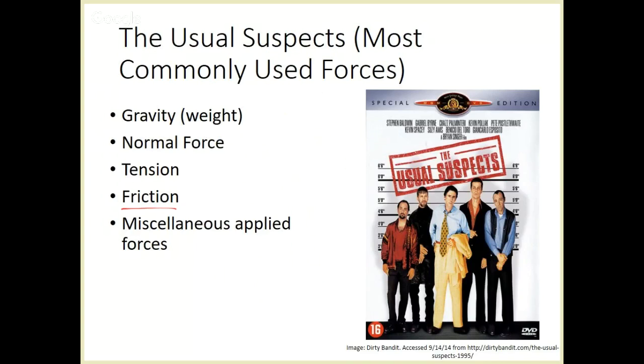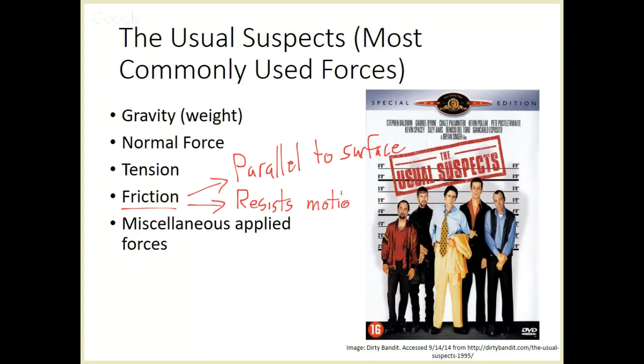Friction can be kinetic or static, but a couple of quick things about it. It's always parallel to whatever surface you're on. So if you're on a horizontal surface, it is horizontal. If you are sliding down a wall, then it's vertical, I guess. And if you're on a ramp, then it's just parallel to that surface. And it always resists motion. That can either be motion that is attempting to occur, or it can be motion that is occurring. Either way, friction resists it.